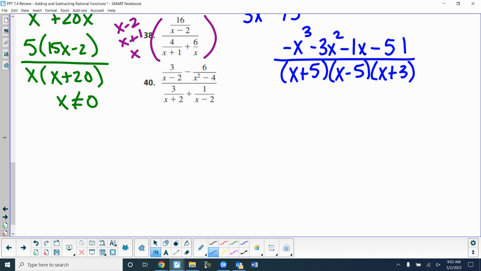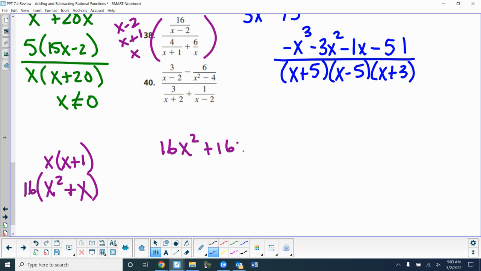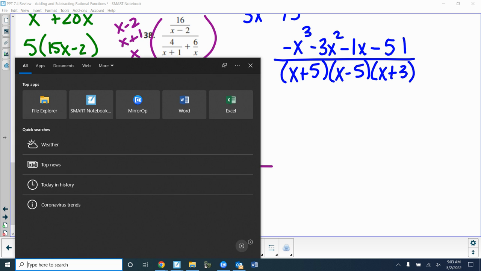So when I multiply those three times this fraction, what happens to the x minus 2's? They cancel, all right? So what's x times x plus 1? It's x squared plus x, right? I got to multiply that by 16, so it's 16x squared plus 16x. That's the top, that's all.